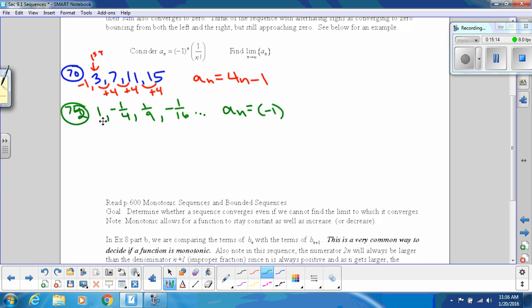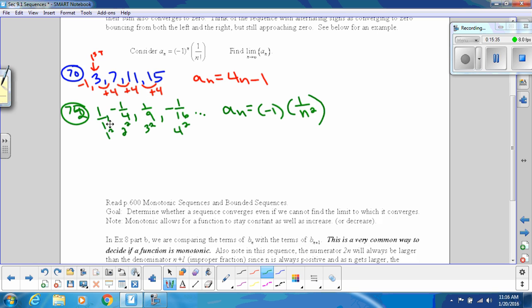So if you think of this as 1 over 1, this is 1 squared, this is 2 squared, this is 3 squared, and so on. So this is basically just n squared. All right, so we know we're going to have 1 over n squared.